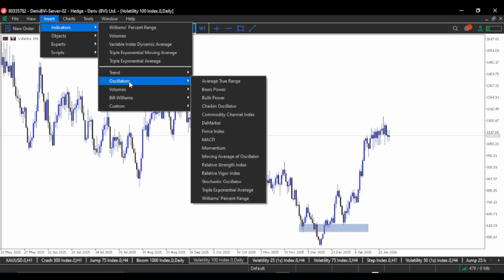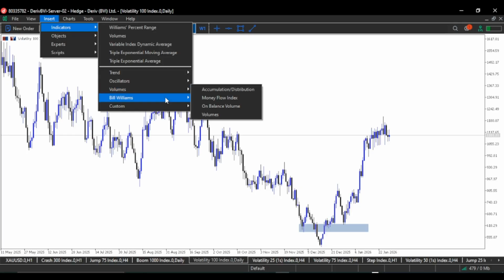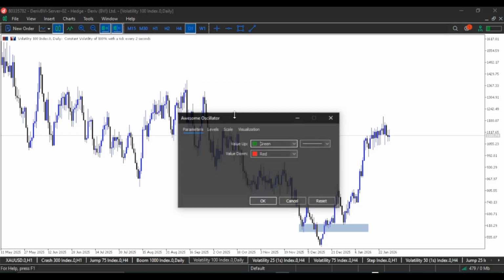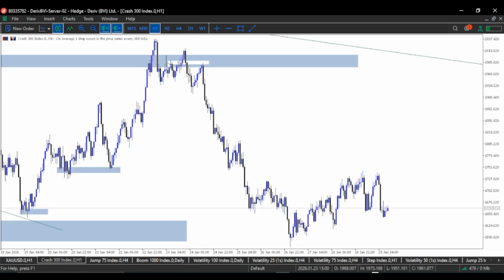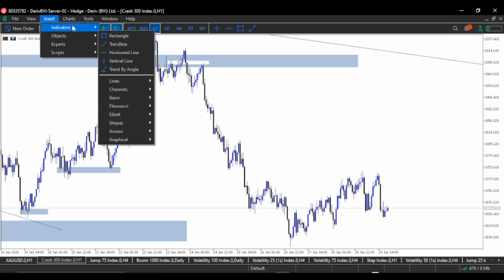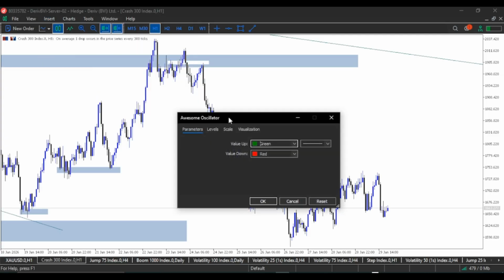Now let's try and look at what we said about our divergences. All right, let's just use the default level over here. So you can see, let's start from here. Let's just add this quickly. We add indicators, come to Bill Williams, the Awesome Oscillator.